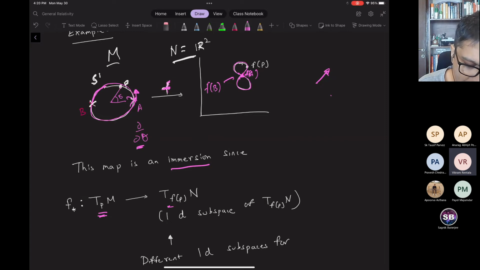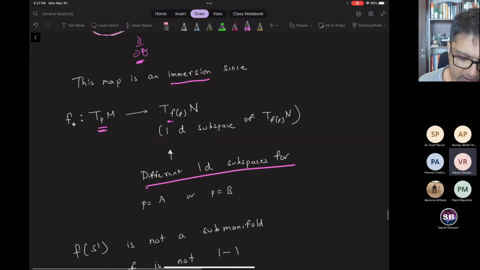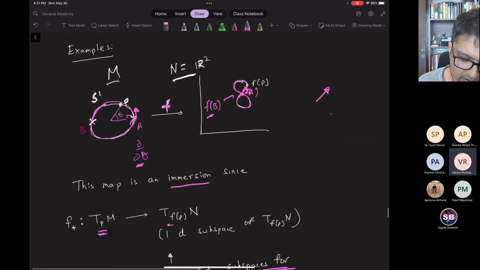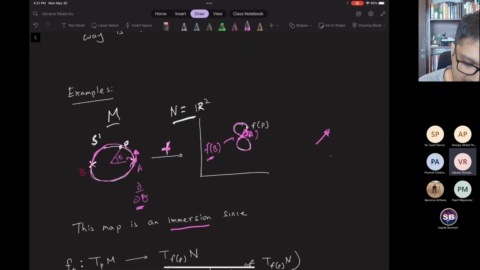This is a 1D subspace of the tangent space at F of P, and this 1D mapping is always present. At A there is a mapping to the tangent space at F of A, and at B there's a 1D mapping to the tangent space at F of B. There's no conflict there, but these are different 1D subspaces for P equal to A and P equal to B. This vector is getting mapped to something tangent to the figure 8 like this, and it's this 1D subspace.